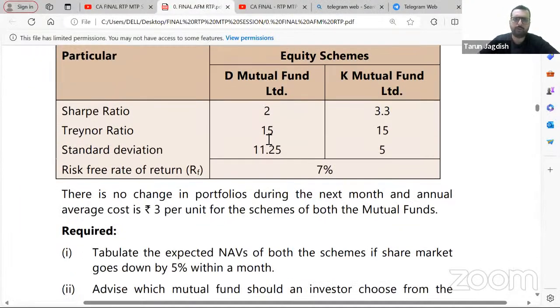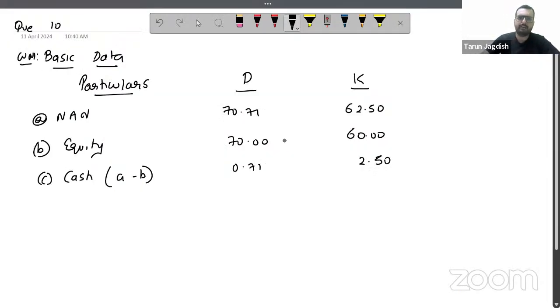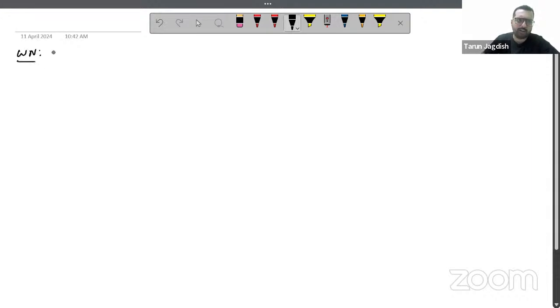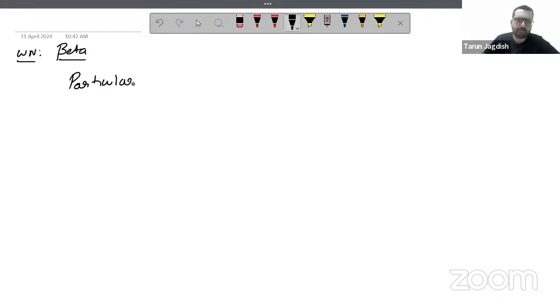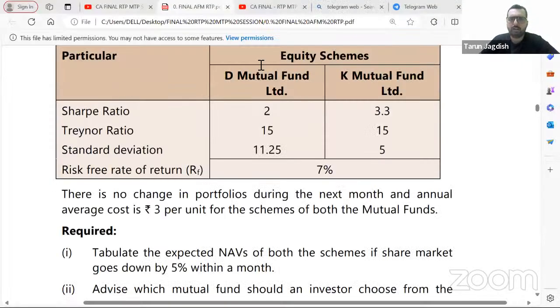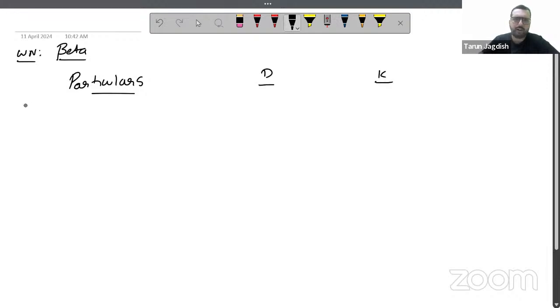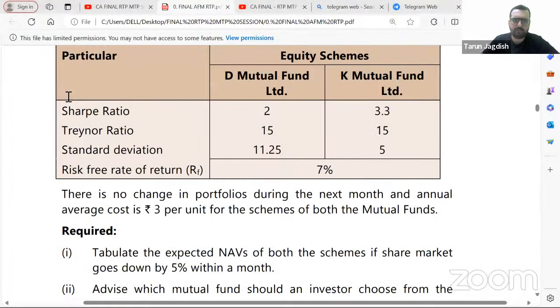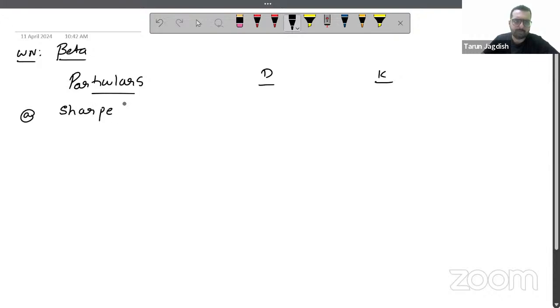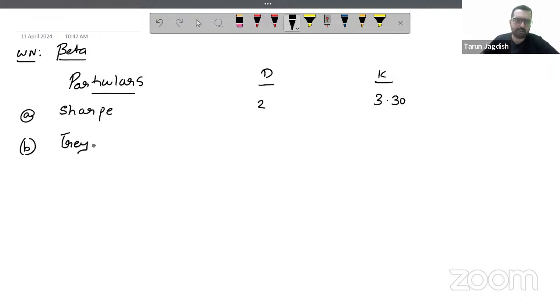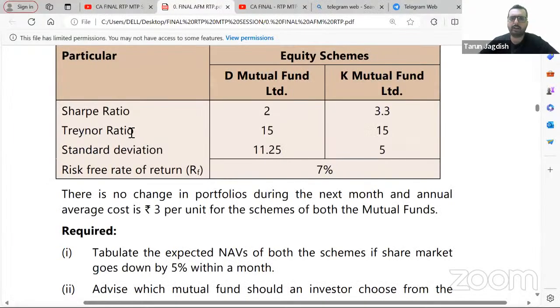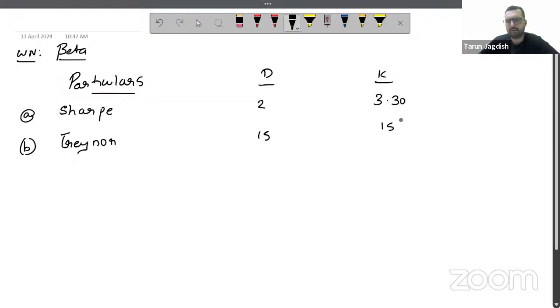They have given you more information below. They have given you the Sharpe ratio, Treynor ratio, standard deviation, etc. From that, we can find out the beta. I'll again draw a table, particulars. You have D mutual fund, then K mutual fund. They have given you the Sharpe's ratio, which turns out to be 2 and 3.3. Point B, they have given you the Treynor's ratio. Treynor's ratio is 15 and 15.